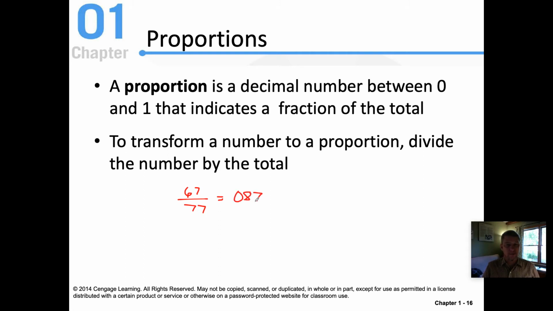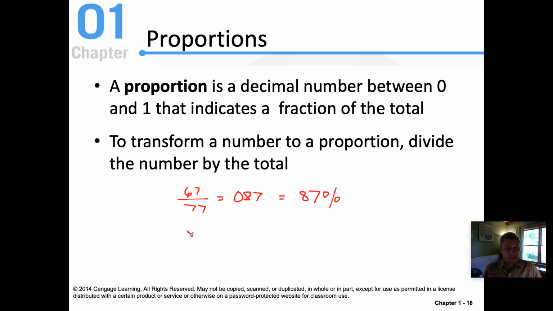And notice I'm giving this 2 decimals, whereas these had 0 decimals. So 2 decimals more than what we had. And so that's a proportion. We scored an 0.87 out of 1, if you will. Now that, of course, translates into a percentage of 87%. And so all you've got to do is divide the number by the total.